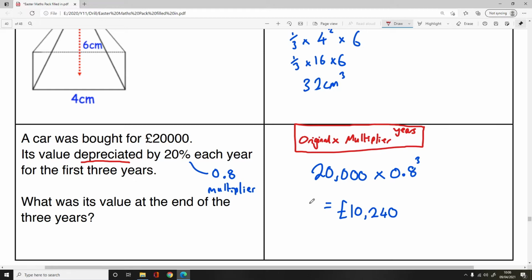It's also possible to do that by taking away 20% to get to 16 grand, then taking away 20% of that, but you know, that takes longer. It's good to know the formula.